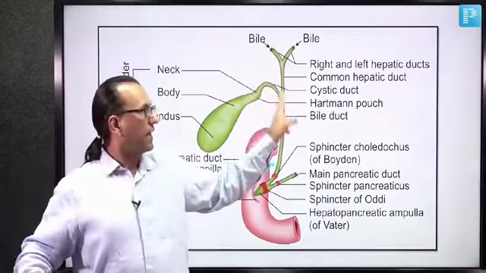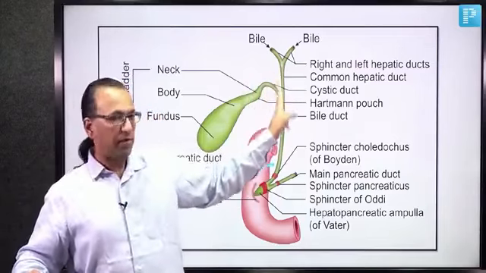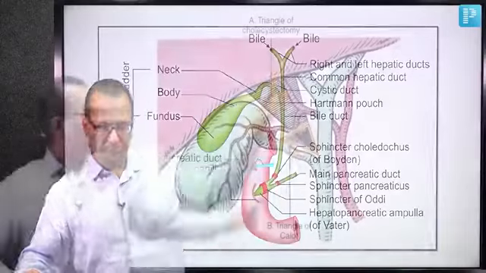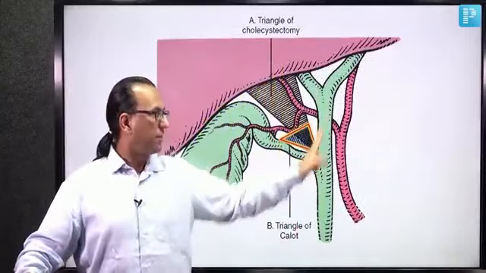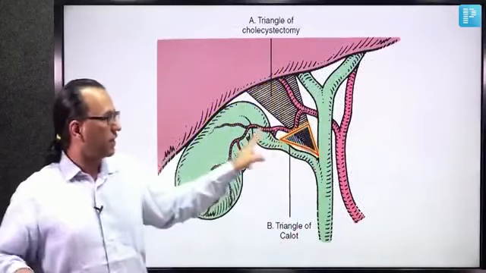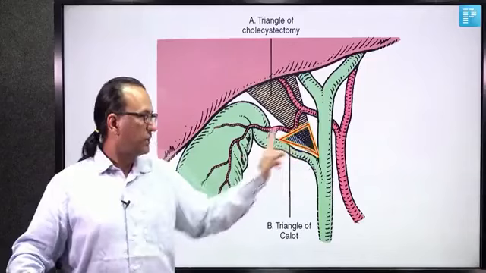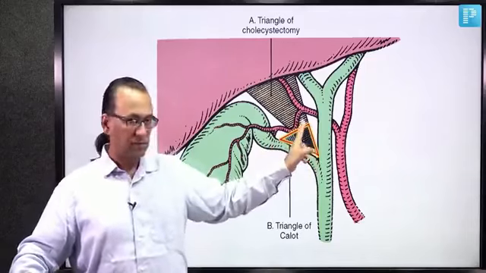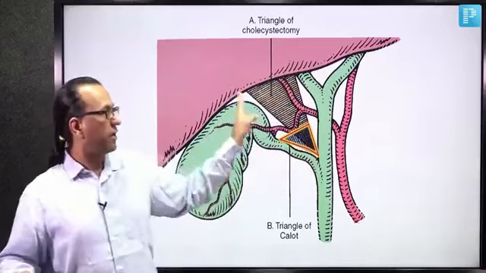Here you will find Calot's triangle as well. Let us magnify this area to discuss the boundaries of Calot's triangle. Calot's triangle is bounded by the cystic duct on the right side, the common hepatic duct on the left side, and the cystic artery at the base. Some people mistake Calot's triangle for the cystohepatic triangle, which is a different triangle.